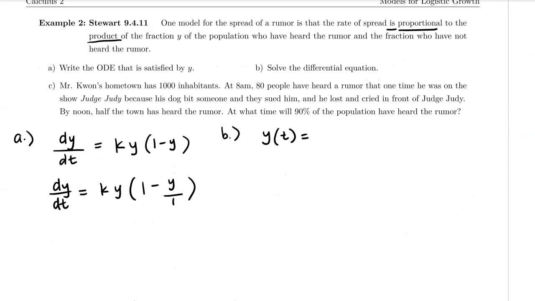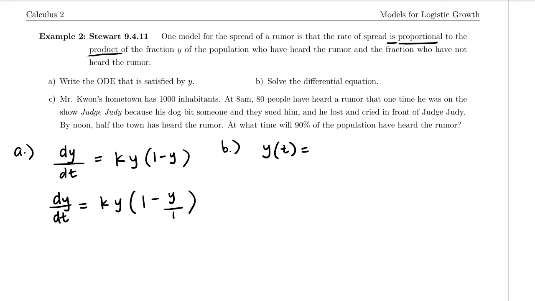So let's see, y of t is equal to the carrying capacity over 1 plus capital A e to the negative kt. And let's see if we can fill in some of those values. I know that the carrying capacity we said earlier was 1. And then I have 1 plus, let's figure out what A is.